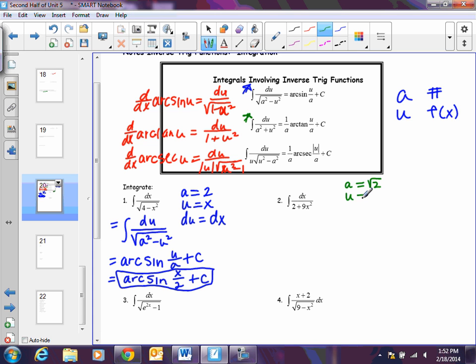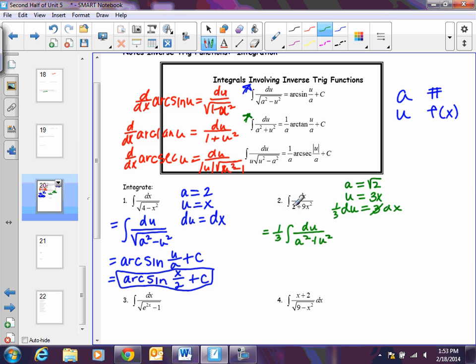In this case, u is not just x, it's 3x. Because u squared is 9x squared, so u would just be 3x. So what's du? 3 dx. And we're going to do just like how we did before. We're going to take that 3, divide it over, and it's going to go out in front. So when I rewrite this, the 1/3 is going to go out in front. We're going to write du, and we're going to write a squared plus u squared.